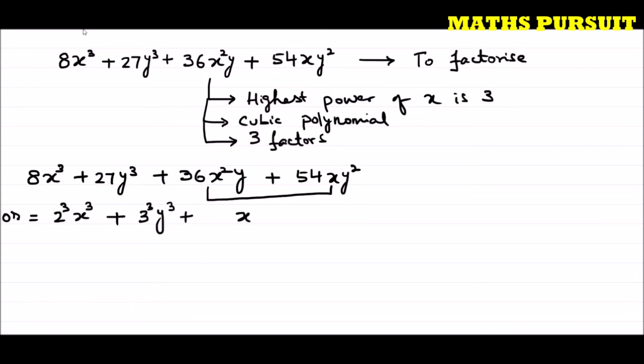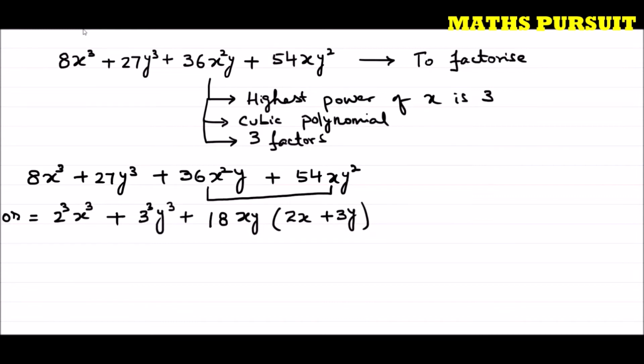So I can take xy as common, and out of 36 and 54 I can take 18 as common. How? 18 times 2 is 36 and 18 times 3 is 54. So taking 18xy out as common, I can write 18xy(2x + 3y). Now let us check. 18xy into 2x is 36x^2y. Similarly, 18xy into 3y is 54xy^2. So what we have written is absolutely correct.